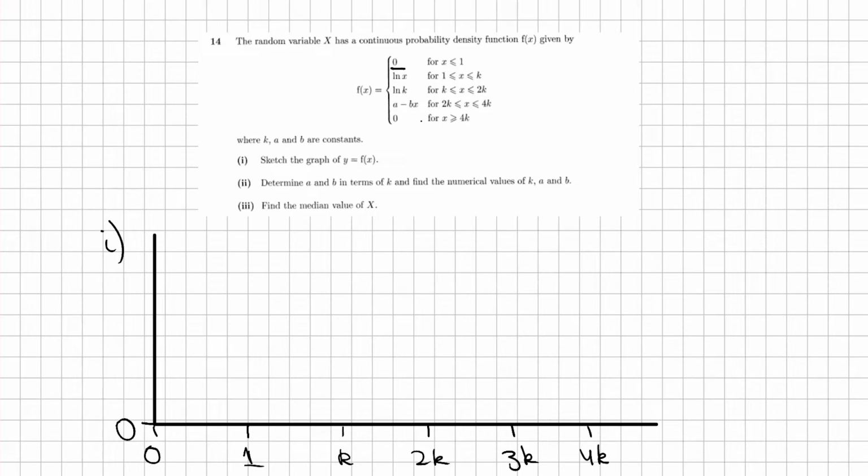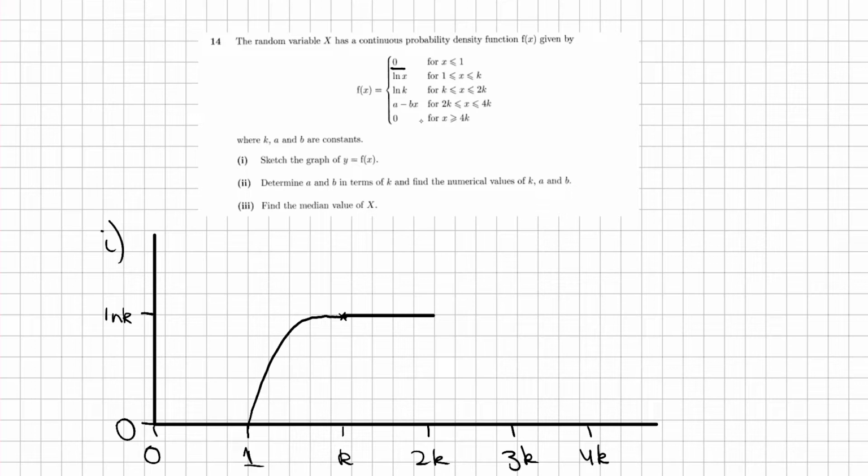For the natural log of x between 1 and k, the natural log of 1 is 0, so it does start at 0, and it ends somewhere off here at natural log of k, which would be around there, and it's a curve like that. So between k and 2k, it's the natural log of k, and with respect to x, that is a constant, so that would be a straight line off to 2k.